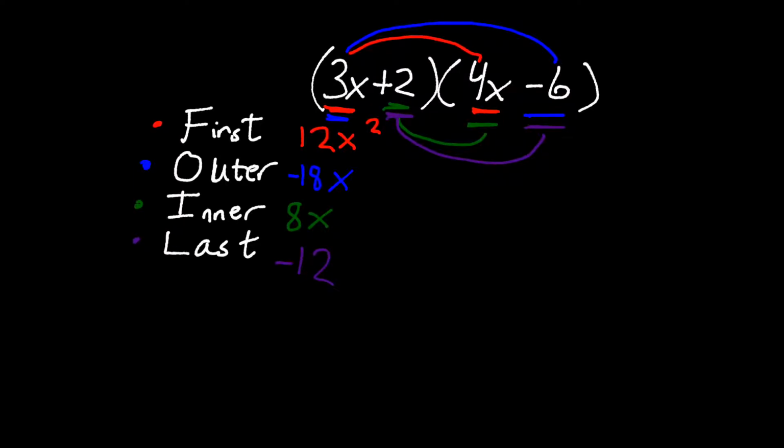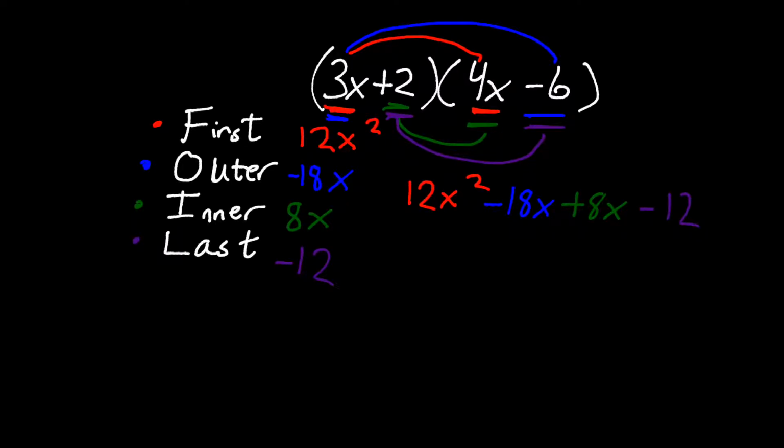And now, putting it all together, we have 12x squared minus 18x plus 8x minus 12. Ooh, I made a mistake. Oh, no, I'm right. Never mind. So, minus 12.